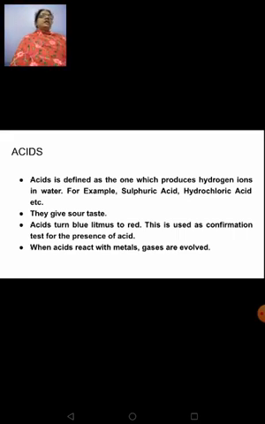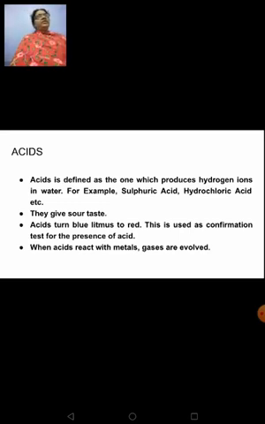What are acids? Acids are substances that are sour to taste and they produce hydrogen ions in water. Examples of acids are sulfuric acid and hydrochloric acid. Many other acids you can give. So the basic property is that acids turn blue litmus red, right? And these litmus papers are used for the confirmation test for the presence of acid or a base.